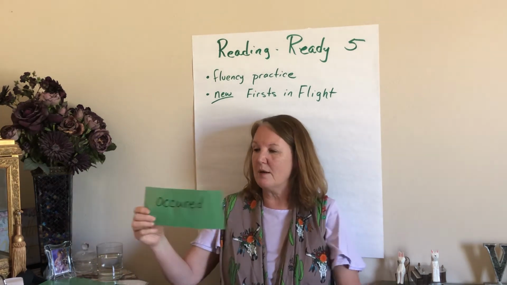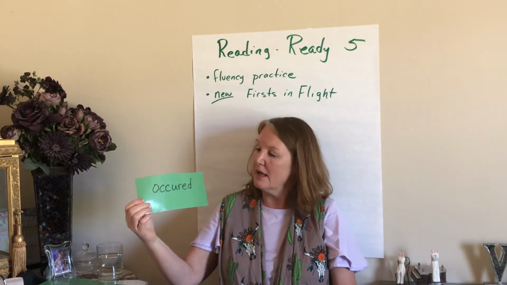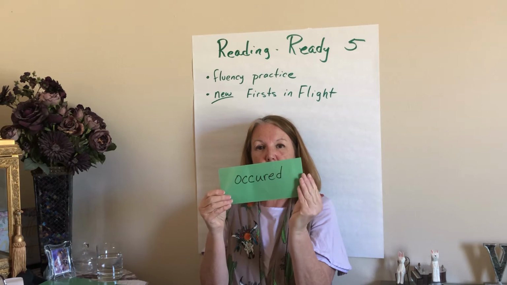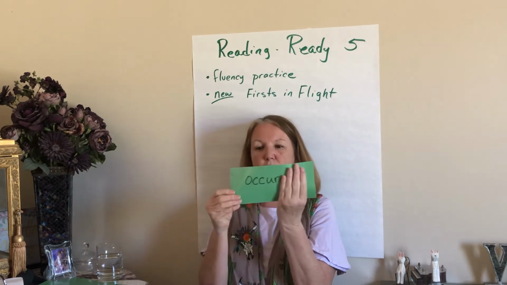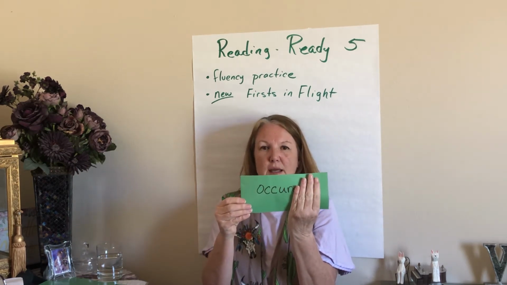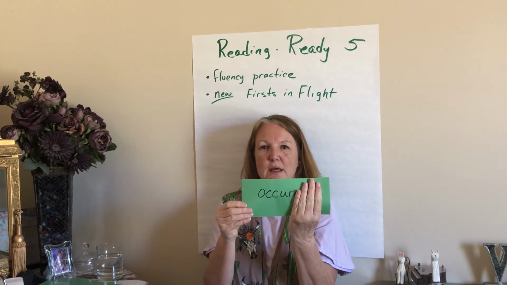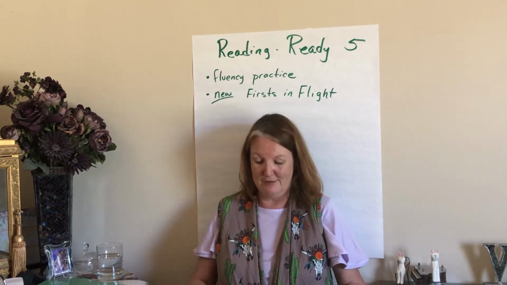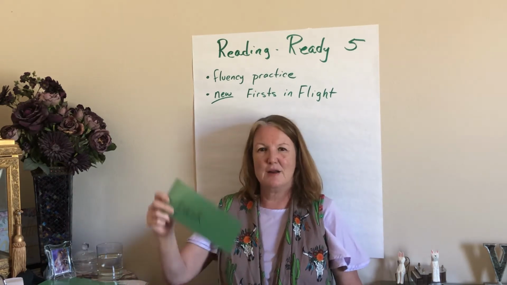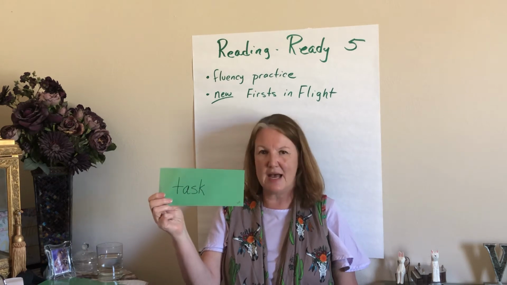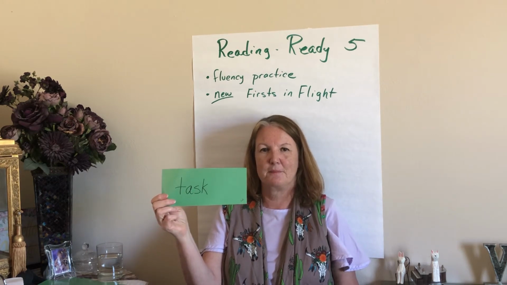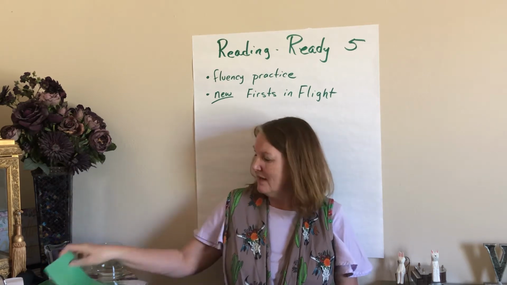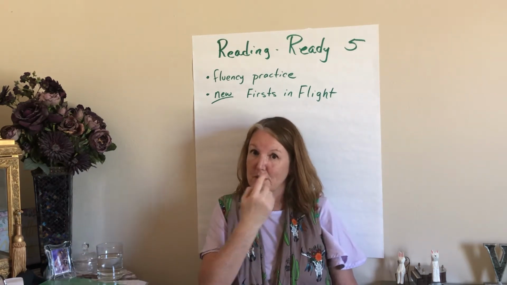The next vocab word is occurred. And again, here we have a suffix ED, which means past tense. The root word is occur, and occur means to happen. When did that occur? It occurred yesterday. Our next vocab review word is task. Task is another word for a job to do. I'm sure if you have chores around the house, you could call that a task.